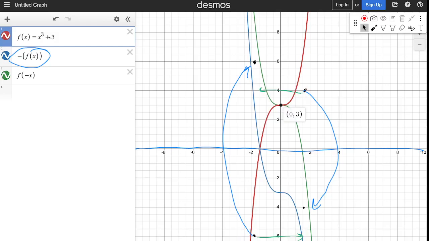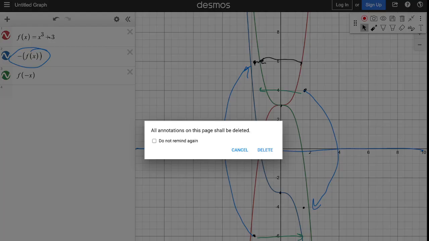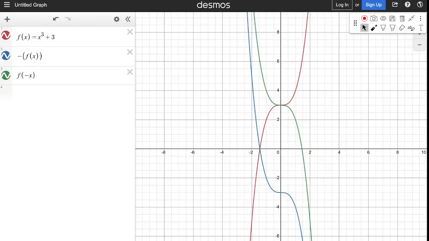However, the reflection over the y, the green one, still does move a positive x value over to a negative x value. And then when we do the reflection about the x, it's going to take what was a positive y value and make it a negative y value. So it's all still going on in here. And I encourage you to take Desmos, play around with it a little bit, and see how it all works. We're going to just delete all of that. Okay. So that's reflections.